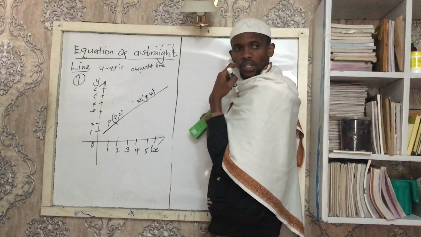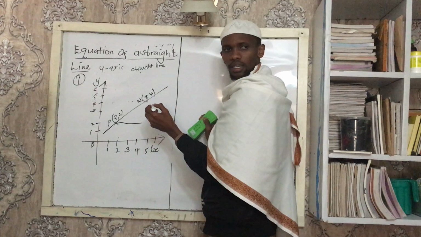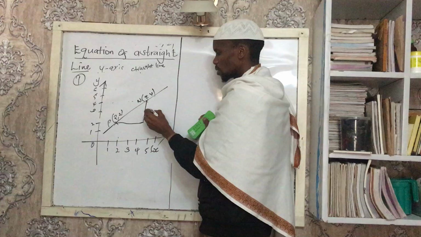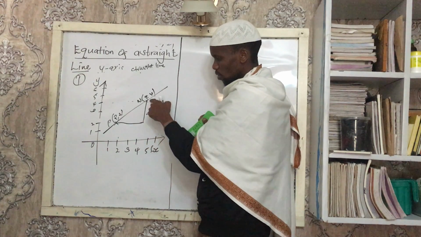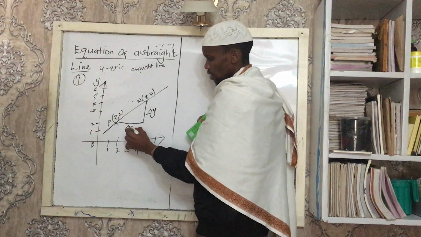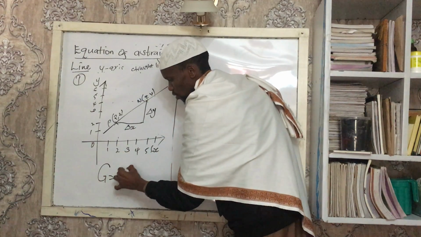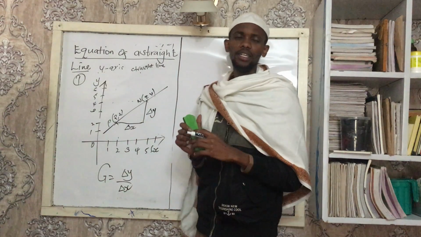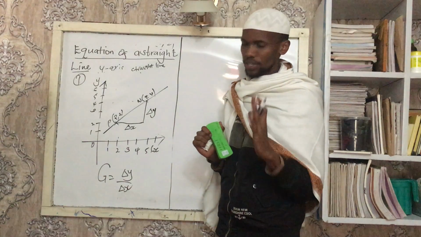Now the gradient is by how much has y increased, and by how much has x increased. That is now the change in y, the y changed from this point to this point, and x changed from this point to this point, over change in x. This brings us to the formula that the gradient of a straight line is equal to change in y all over change in x. That's how we get the gradient of a line. Which line? A straight line.